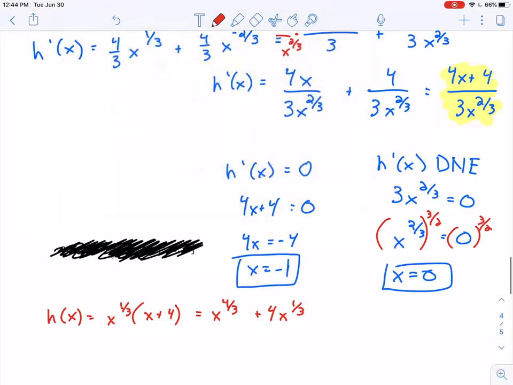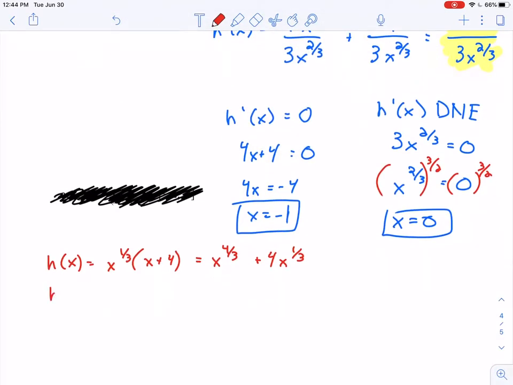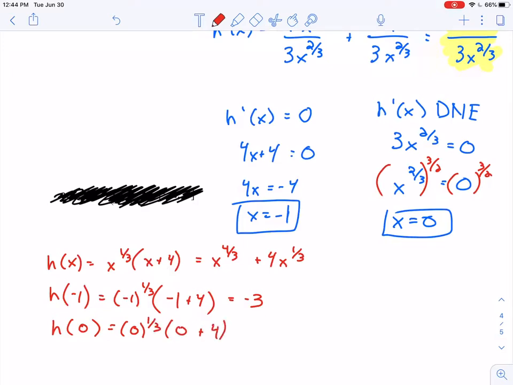So let's start with our critical numbers. Let's work with h of negative 1. I'm going to use this factored form just because I think that's a little bit nicer to work with when evaluating. This says negative 1 to the 1/3 power times negative 1 plus 4. And when I take that and plug that in, I get a negative 3. And then I also want to take 0, plug that in, h of 0. This is 0 to the 1/3 power times 0 plus 4. Here I should end up with 0.